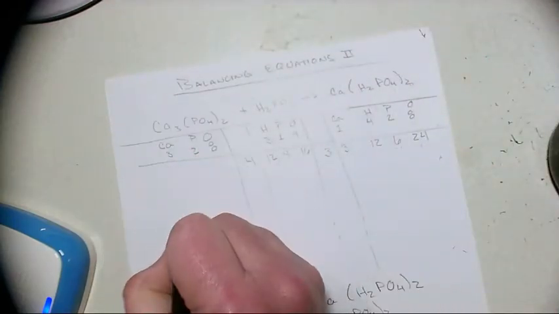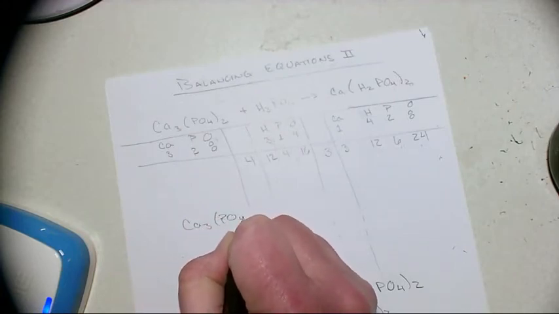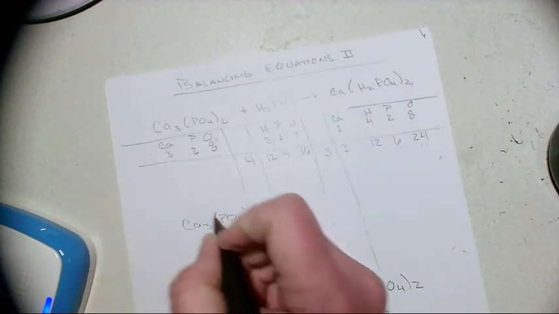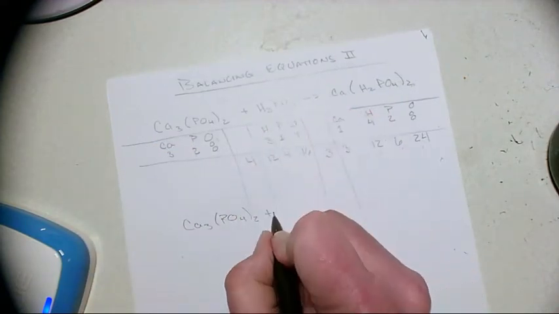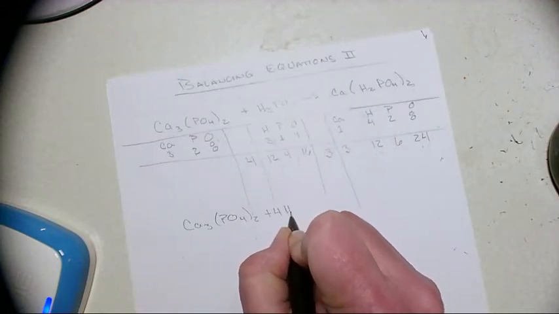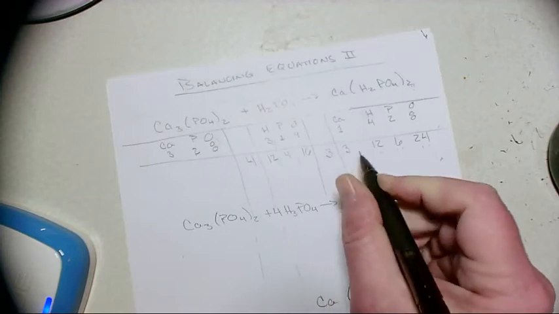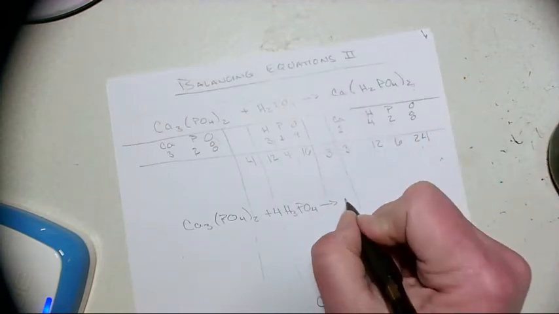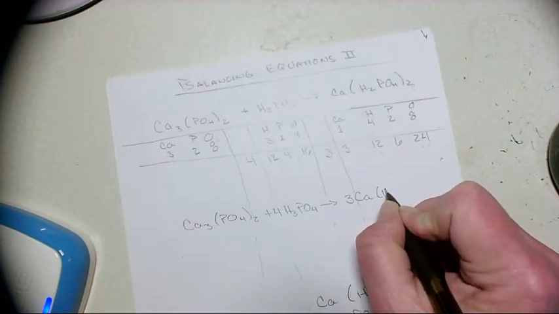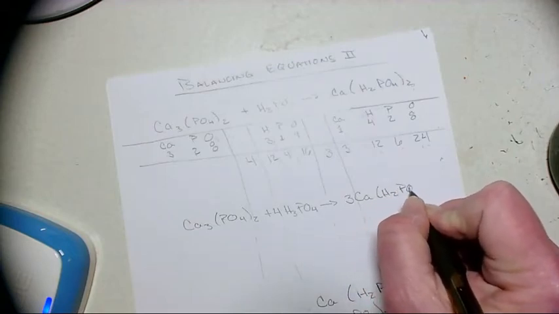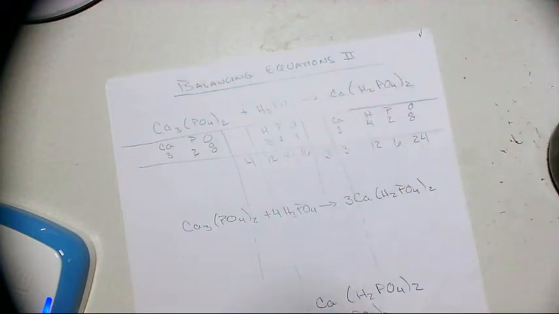Alright, so Ca3(PO4)2. Remember, we didn't have any coefficients, go with that. Plus 4 of those, 4 H3PO4, goes to, and we said we need to multiply that by 3. 3 Ca(H2PO4)2. So now let's talk through some of the logic that I use there.